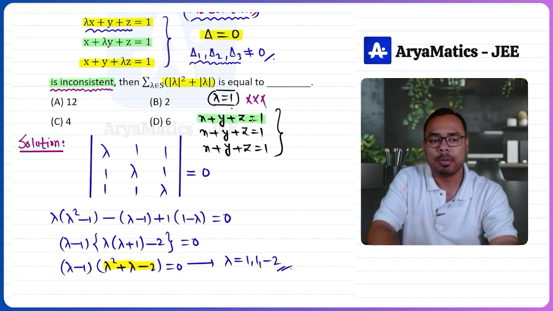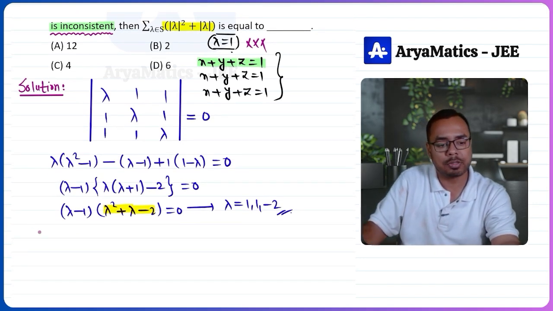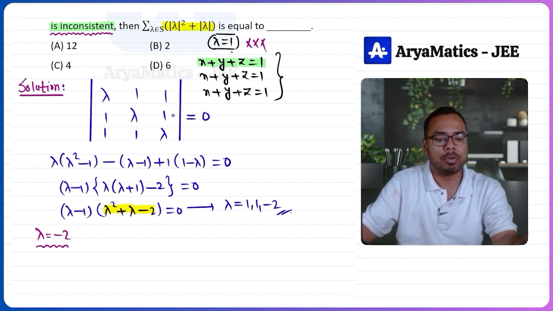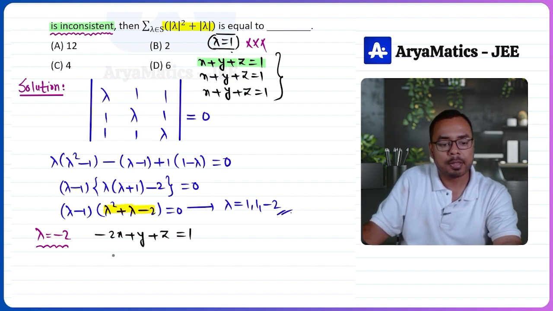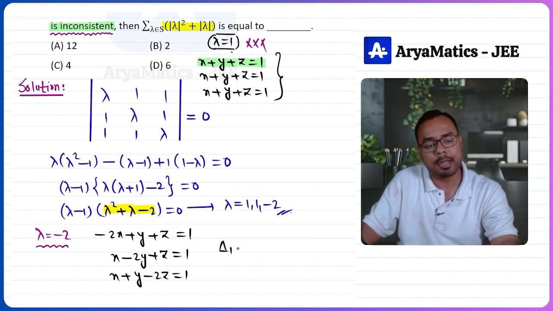If you want to be more sure, then you can write the system of linear equations for lambda equals -2. If lambda is -2, then the first equation, lambda into x, becomes -2x plus y plus z equals 1. Second equation: x minus 2y plus z equals 1. And in the third equation we had 1, 1, lambda, so that means x plus y minus 2z equals 1. Now here you can calculate delta 1 and you will find that delta 1 will be non-zero.